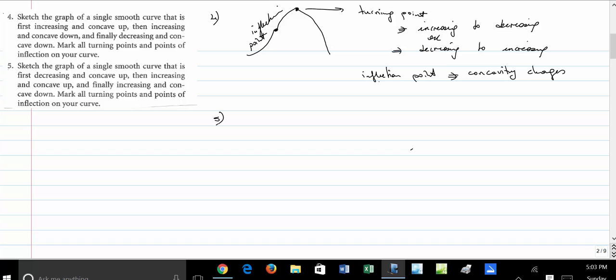Problem 5. Sketch the graph of a single smooth curve that is first decreasing and concave up, then increasing and concave up, and finally increasing and concave down. So my turning point is from decreasing to increasing, and my inflection point is from concave up to concave down.